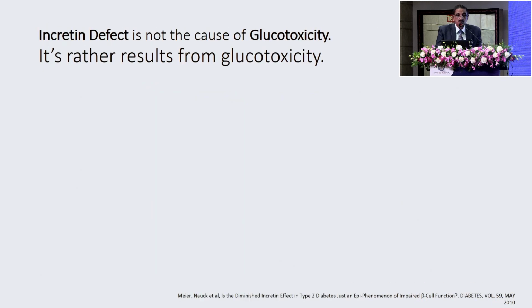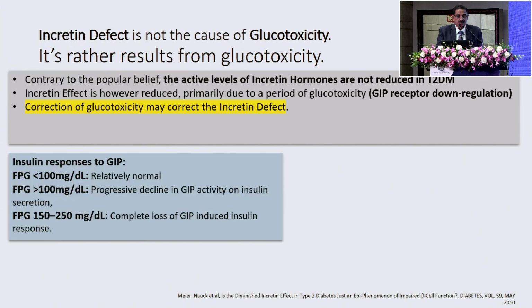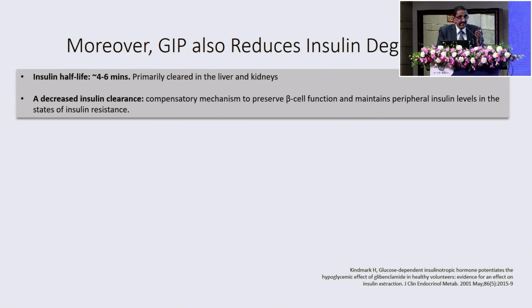So with that, we move on to certain myths about this. As I told you, incretin defect is not the cause. It is the glucotoxicity which causes a reduction in the GLP-GIP effects. If fasting is less than 100, it is probably very good. Everything is normal. If fasting is just more than 100, less than 150, the decline of GLP activity is identified. And if it is going to be more than 150 to 250, GLP refuses to act. So that is how very often we see that we are not able to control with a DPP-4 inhibitor or a GLP-1 receptor agonist, or able to do it better. And it gets corrected to some extent.